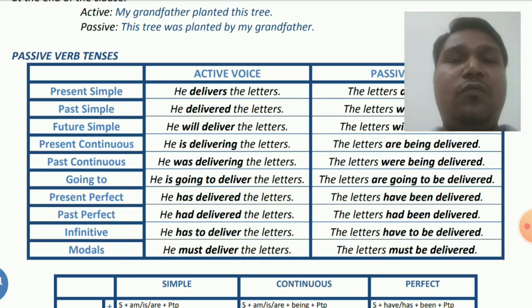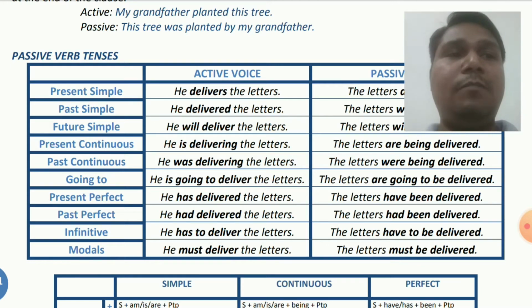The next is the infinitive sentence. He has to deliver the letters. Passive is: The letters have to be delivered by him. Modal auxiliaries. He must deliver the letters. The letters must be delivered by him. These are all the tenses and how to do active to passive of the same tense. Now let's see the formation of the same tenses.